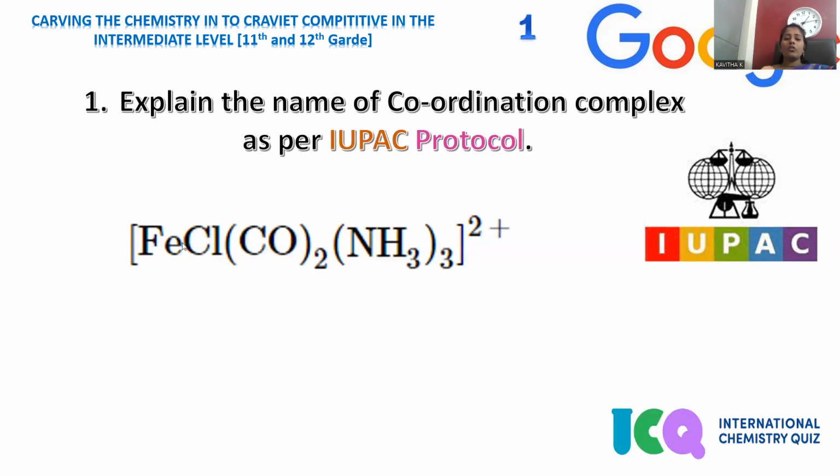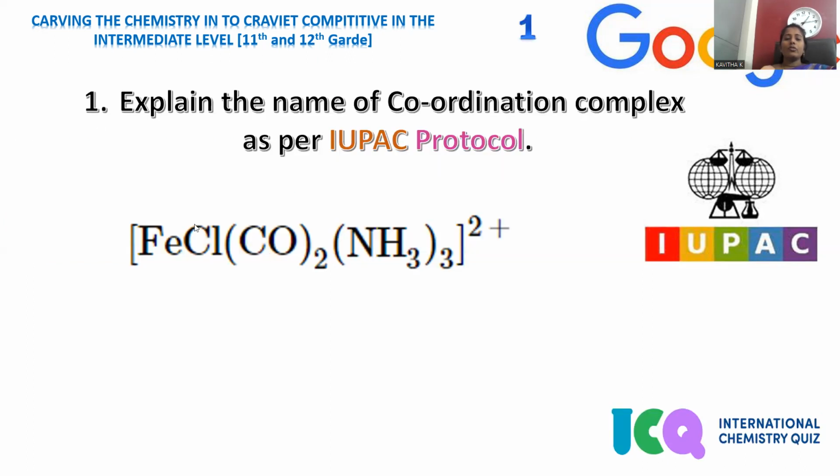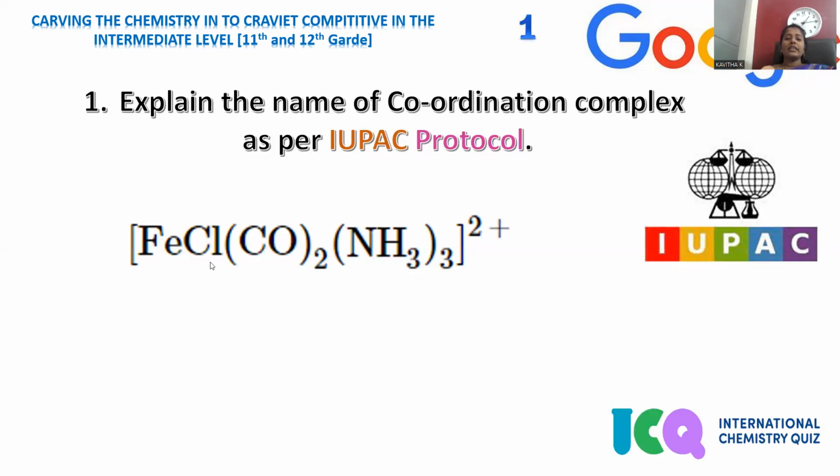Next, how many chloro are there? One, so we need not mention mono. Let's write chloro as simple as possible, right? So here: triammine dicarbonyl chloro. Then the central metal is mentioned after writing all the ligands, and the central metal is to be accompanied by the oxidation state in Roman numerals. If you observe the compound, we have chloro and a plus 2 charge, that's why the entire charge will become 3. That 3 can be mentioned in Roman numerals, iron(III).